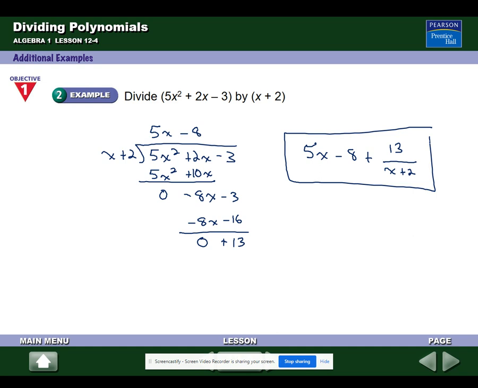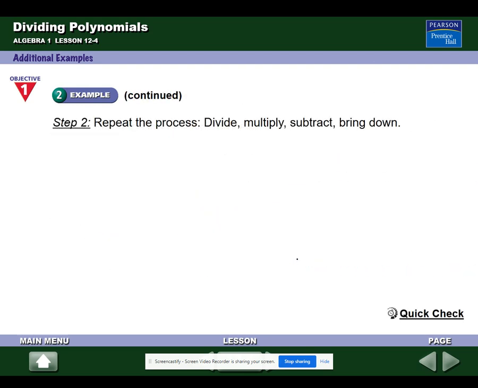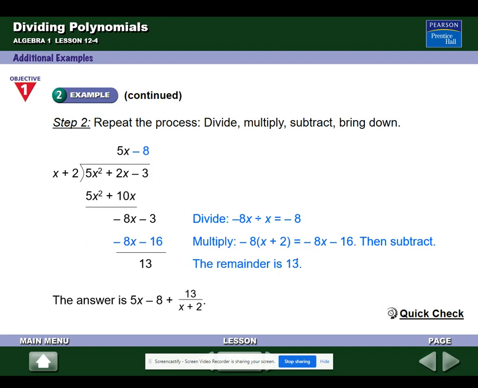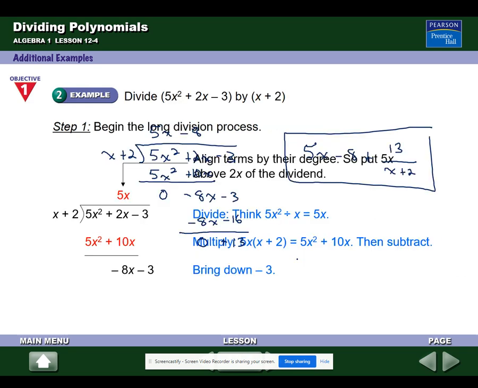Again, I'll point out what our answer to the first problem was. This is similar. You've got a linear term, you've got a constant, and then you sort of have something to the negative 1 degree. Three terms. We'll do that a couple more times. Confirm the answer there: 5x minus 8 plus 13 over x plus 2. That's what we got.